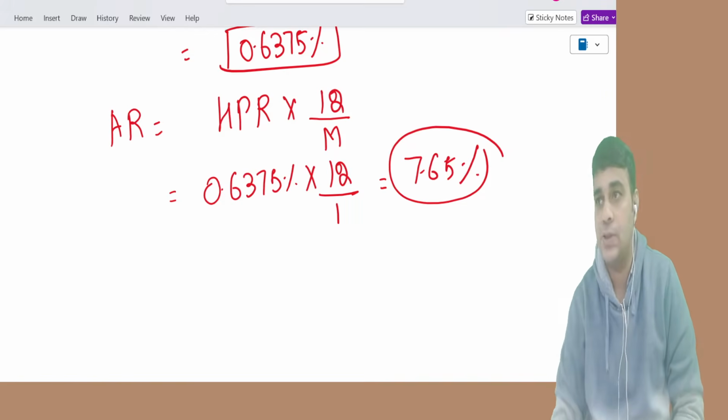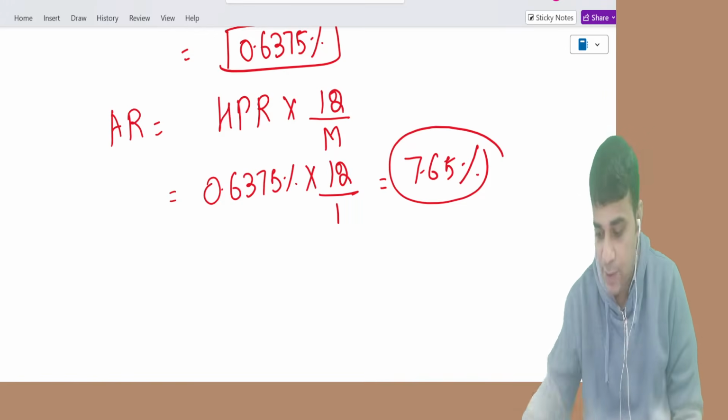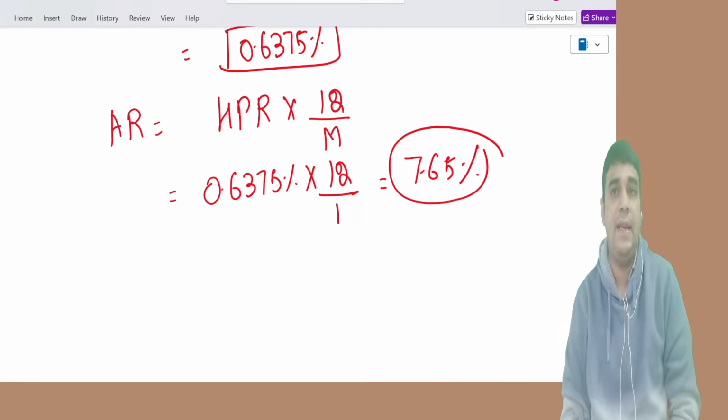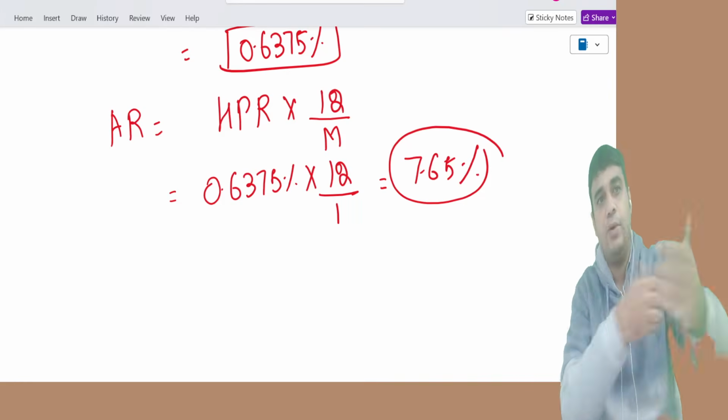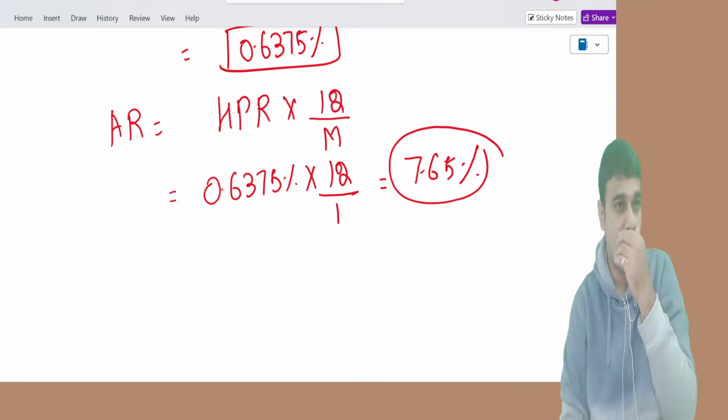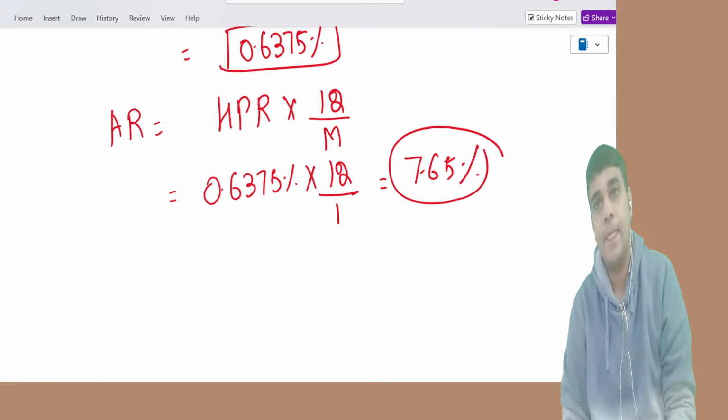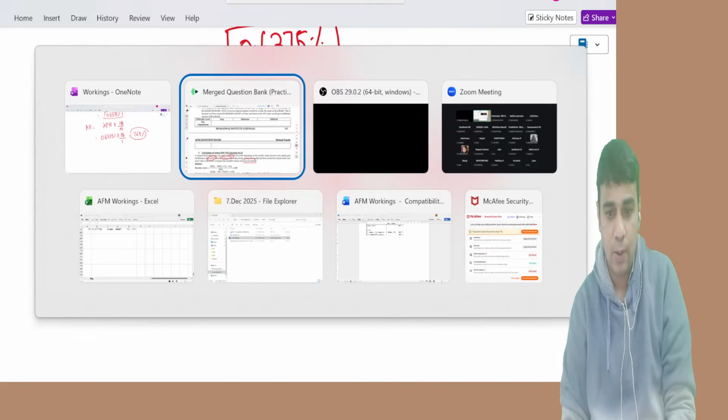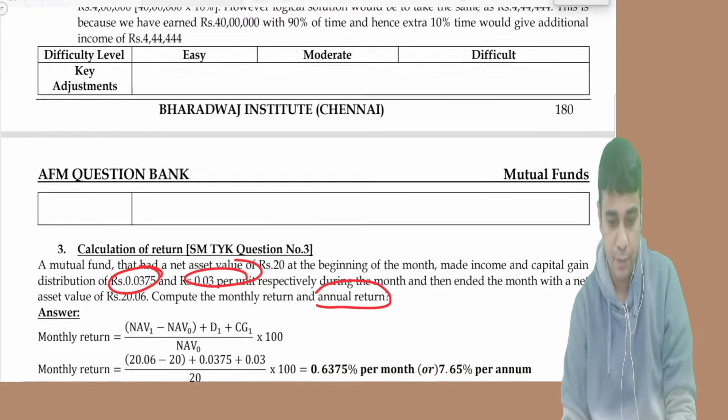7.65 percentage. One item which we are yet to explain is what is NAV calculation. All that you will understand as we proceed. Any doubts on 7.65 percentage? Can we proceed? Clear? You can put the tick in the question, okay? Whatever you wish to put the tick there.